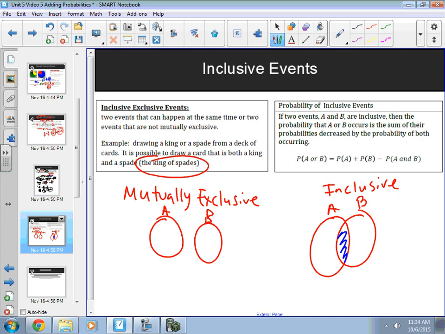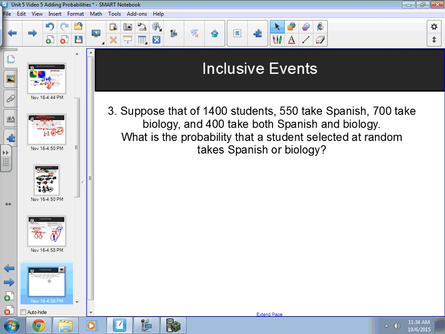So when you're doing inclusive events, you still want to add the two probabilities, but we also need to subtract out anything that could be both. So anything that is both needs to get subtracted out. Okay, that's inclusive. Let's try some of those types of problems.